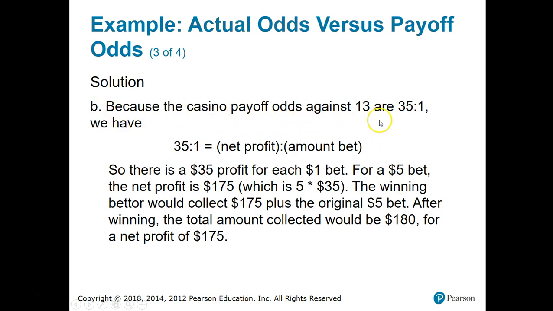All right. The casino payoff odds are 35 to 1. We have a 35 profit to the net bet. So 35 profit for each dollar bet. A $5 bet is worth 175, which is 5 times 35. The winning bettor would collect 175 plus the original 5 back after winning. The total amount collected would be $180 for a net profit of 175 for the bettor. Sounds exciting and alluring. But that's why the casinos make money.